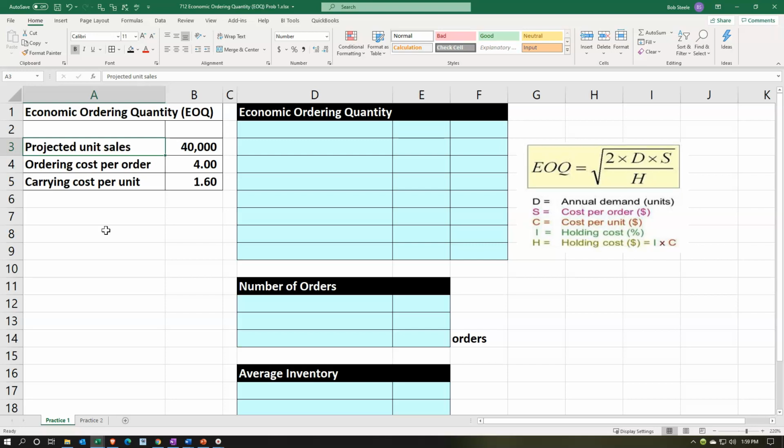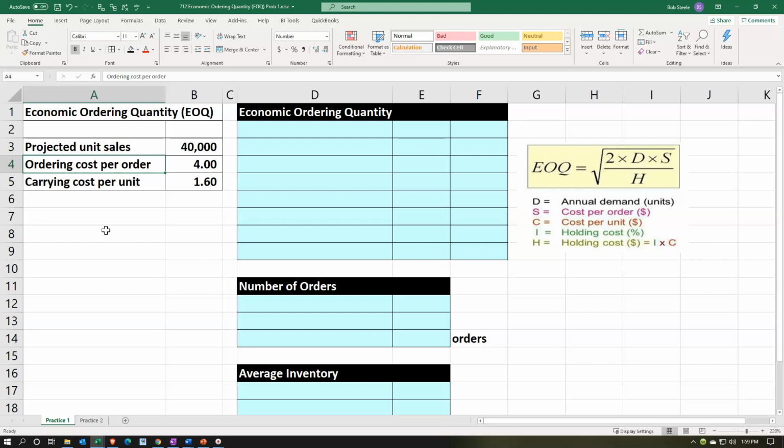But there's also another factor we want to take into consideration, and that's the fact that it costs money to place orders. The more orders I place, the more it's going to cost me. You would think that would be insignificant, because if you order something online, like on Amazon, it doesn't take you much time to do it. But in a business, it's going to take more time.